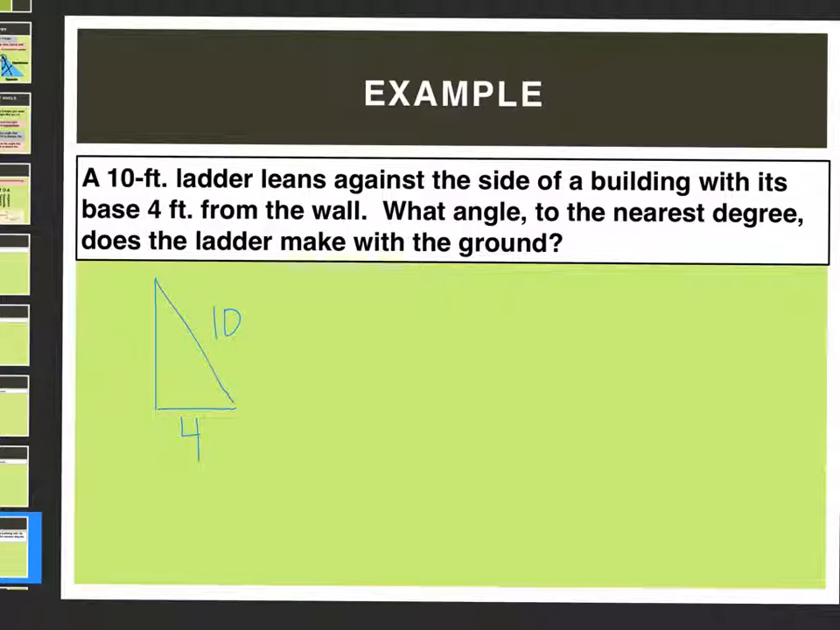Now, it wants to know the angle to the nearest degree, which means a whole number, that the ladder makes with the ground. So the ladder and the ground, that's right here. It wants to know that angle. Now if I label this triangle, my H, you guys already said, is the 10. What's the 4? Adjacent. So this last side here is the opposite.